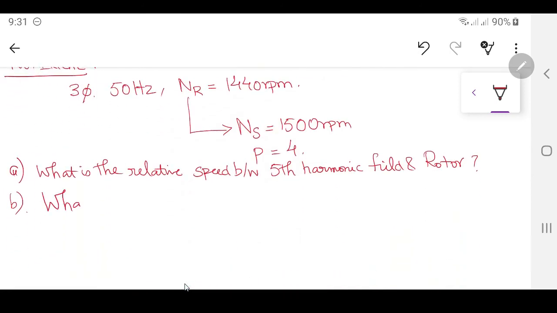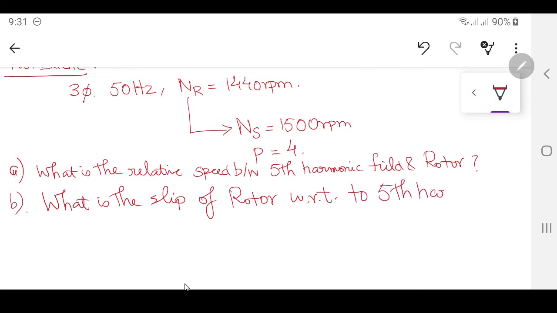And second thing, what is the slip of the rotor with respect to fifth harmonic field or MMF, whatever you want.